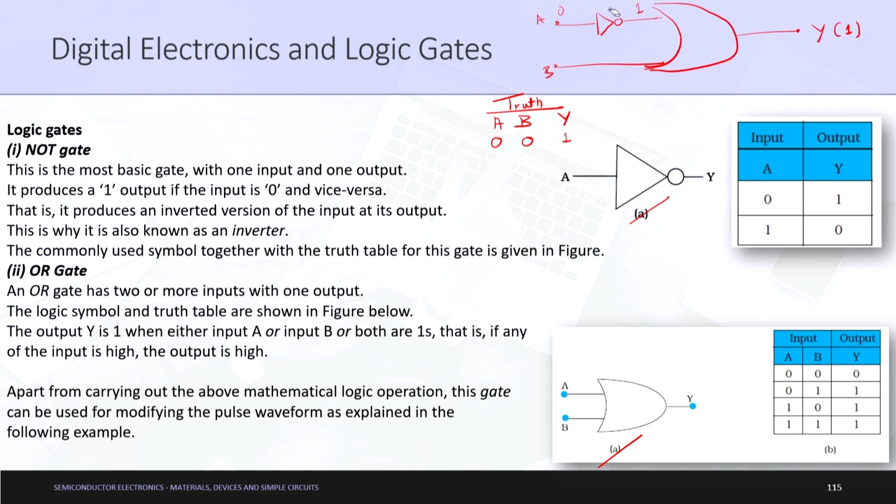Now, let us try to change the values again. So, what will happen with 1 0, 0 1 and 1 1? Let us try to understand.